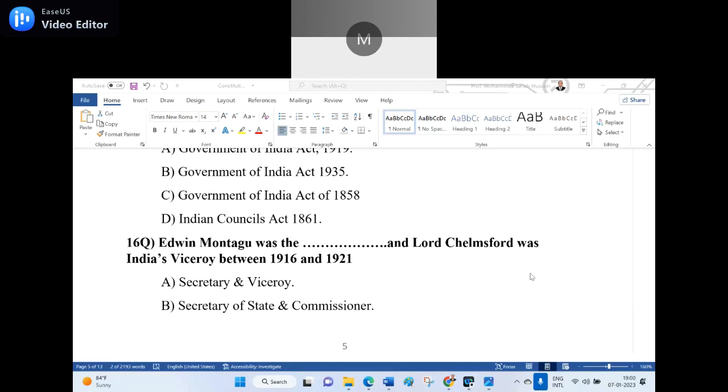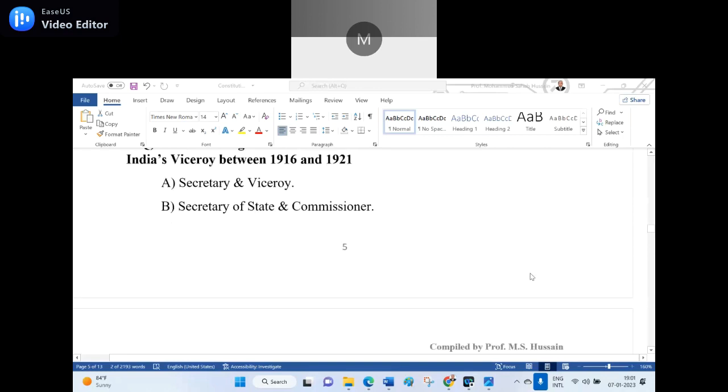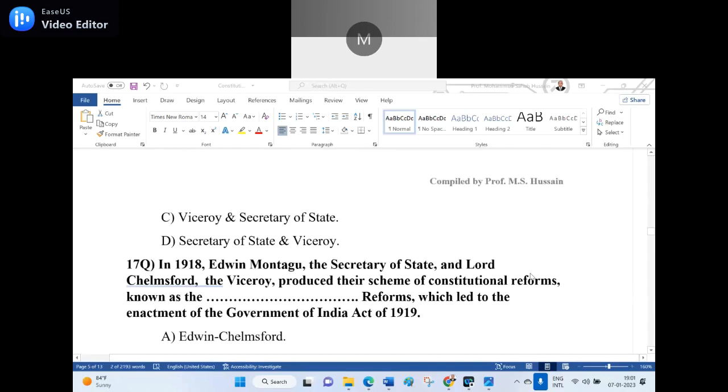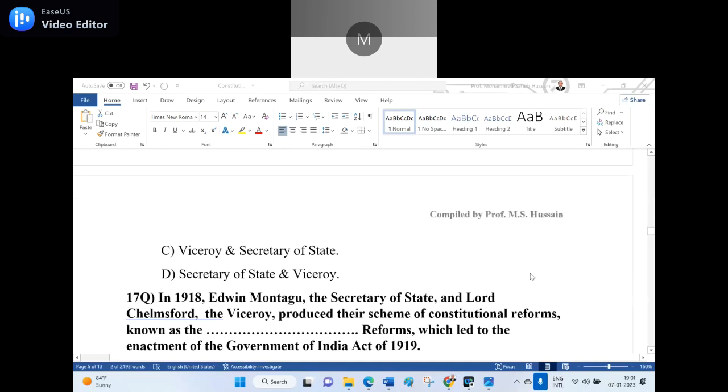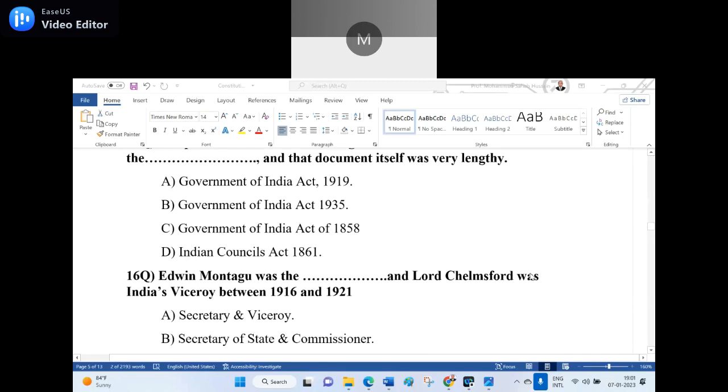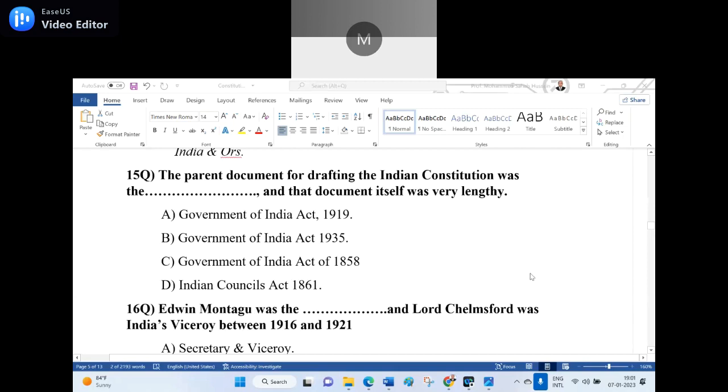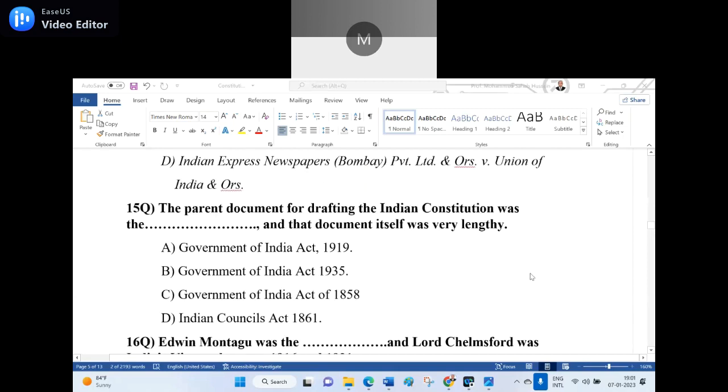16th question. Edwin Montagu was the dash, and Lord Chelmsford was India's viceroy between 1916 and 1921. A, Secretary and Viceroy. B, Secretary of State and Commissioner. C, Viceroy and Secretary of State. D, Secretary of State and Viceroy. What are the blanks? Who is the Secretary of State and who is the Viceroy?